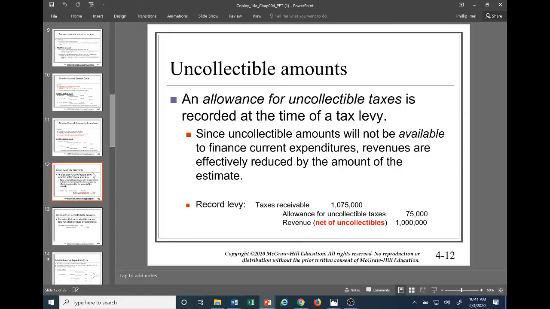So we're going to credit the allowance for uncollectibles of $75,000, and then credit revenue net of uncollectibles of $1 million. So there's our tentative revenue from the previous example, right? Because we know $75,000 is what we assume to be deemed uncollectible. So this allows us to carry the net realizable value of property taxes that we expect to bring in. Same thing in the for-profit business sector of accounting.